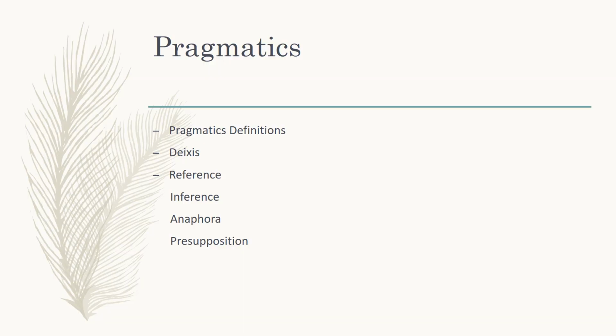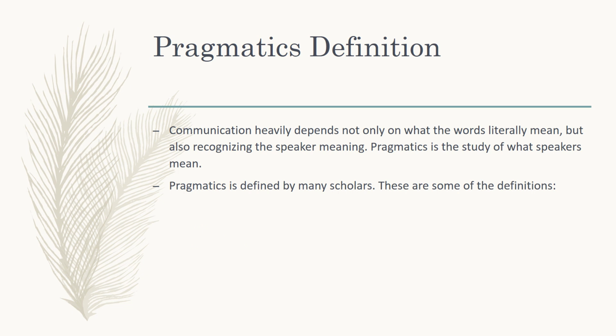In this session, we are going to discuss the different definitions of pragmatics, and we are going to see and know about the notions within this field of study, which are deixis, reference, inference, anaphora and presupposition. Now we move on to our first step in our lecture, which is what is meant by pragmatics. What is meant by the hidden meaning, the interpreted meaning, what is meant by the associative meaning.